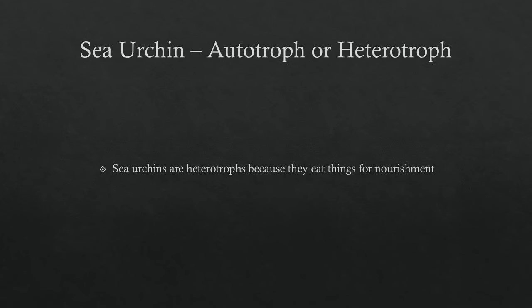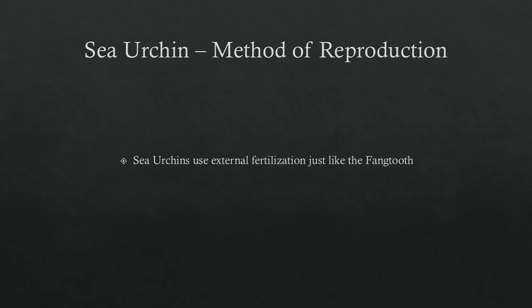Sea urchin, Autotroph or Heterotroph. Sea urchins are heterotrophs because they eat things for nourishment. Sea urchin, method of reproduction. Sea urchins use external fertilization just like the fangtooth.